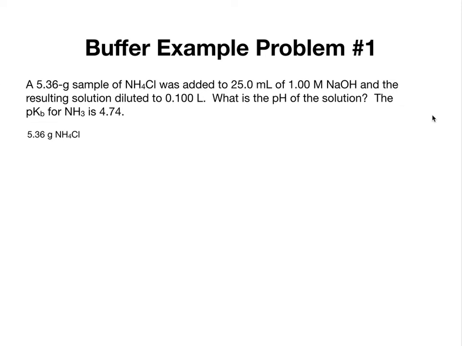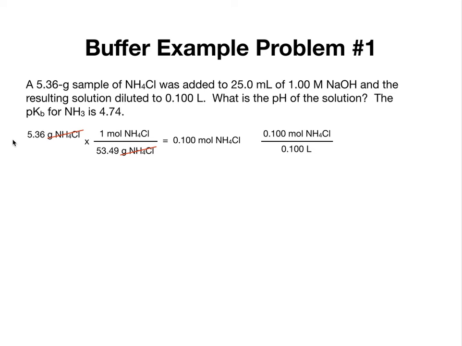Let's look at this. We've got 5.36 grams of ammonium chloride. We're going to convert that from grams to moles. So we set up the molar mass. We convert that to moles of ammonium chloride, 0.100 moles of ammonium chloride. We're going to divide that by 0.100 liters. We basically have a 1 molar solution of ammonium chloride.